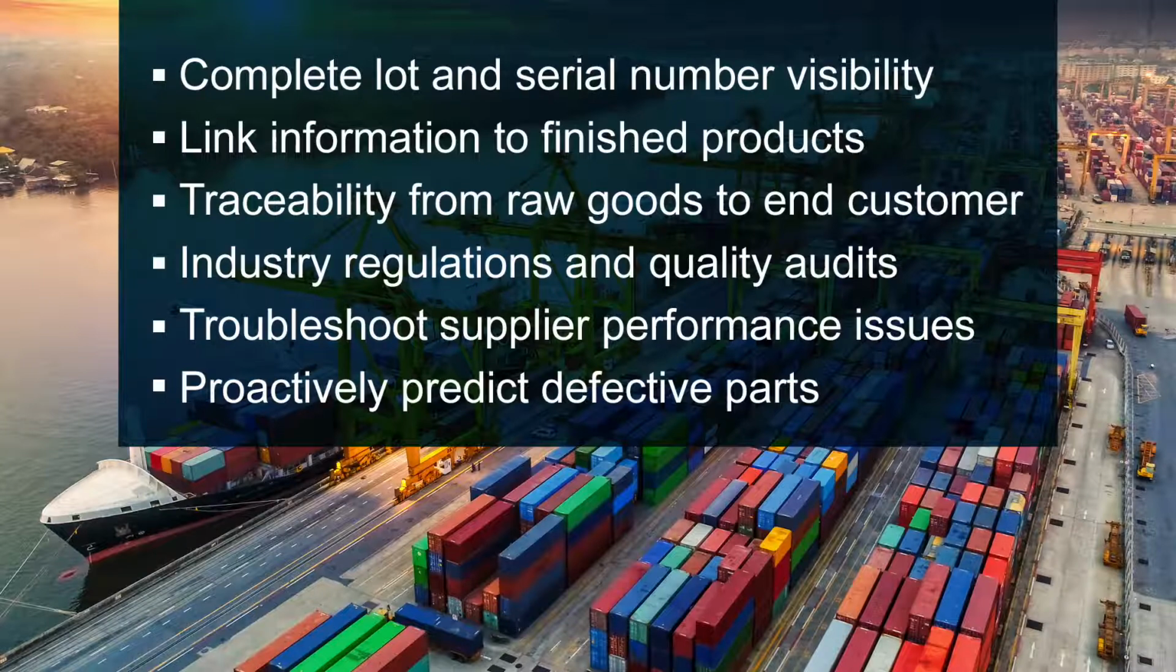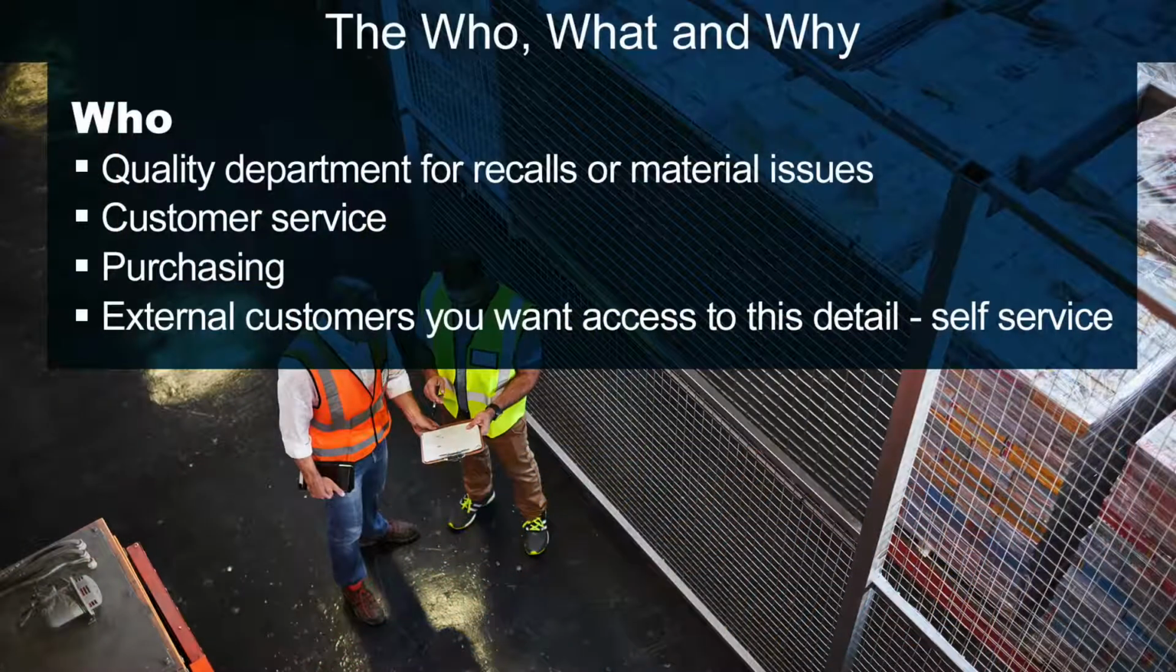These benefits even extend to troubleshooting potential supplier performance issues and can even help proactively predict when defective parts are in a supplier delivery. Who exactly should be using the IQMS Track and Trace functionality? Any individual working in quality or customer service that needs the ability to find information regarding shipments to customers and items shipped against specific orders. The quality department may also use it to look up details about recalls that need to happen and finished goods that were shipped to customers or materials that were used to make a product.